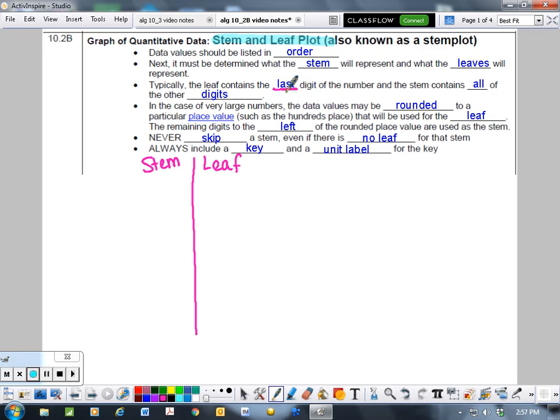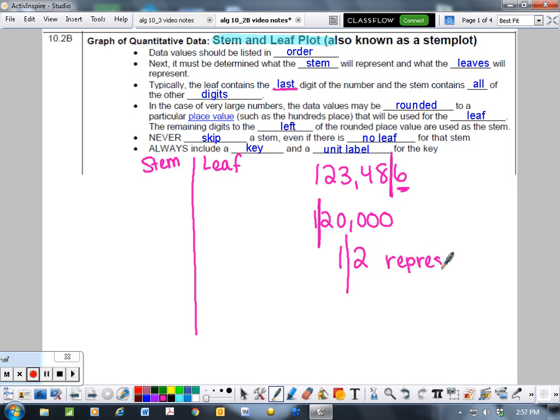Now, if you have really big numbers, you can go ahead and round them. So if you have 123,486, this would be your leaf right here, and this would be your stem. But that's a really big stem. And so instead of breaking it up like that, we may go ahead and round this to 120,000. And then go ahead and have 1 be the stem and 2 be the leaf. And then just say, well, 1/2 represents 120,000. And we just do that just for the ease of graphing it in that stem and leaf plot, so we can see the shape of our graph and all of that.